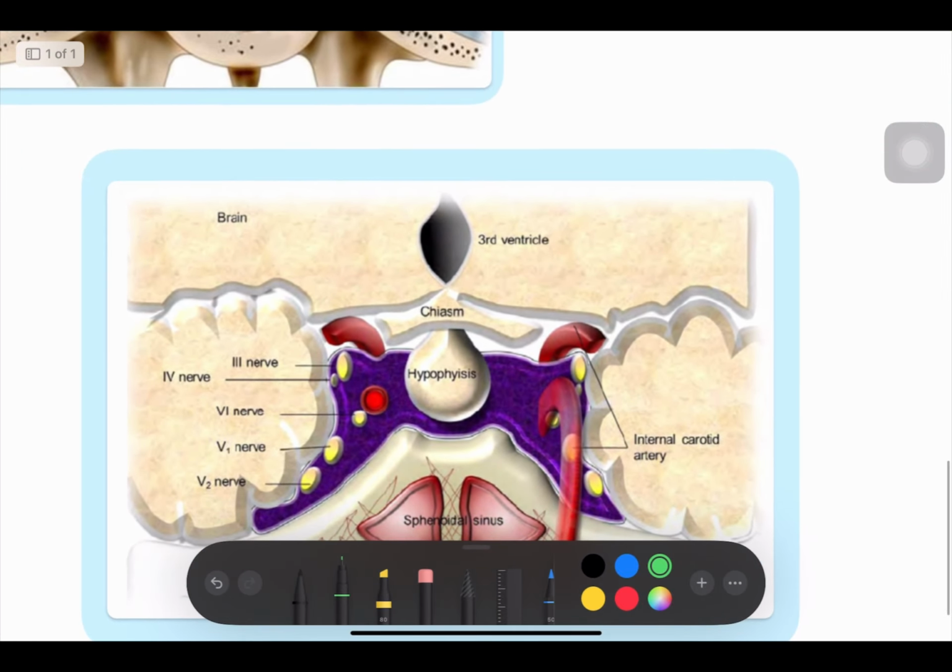I've added a lot of pictures so that it helps in better understanding, so it would be easier for you to revise and understand better.